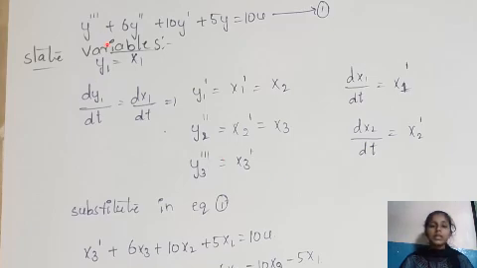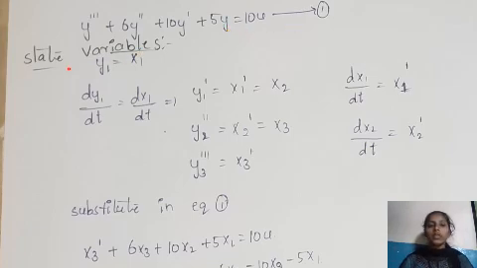And this, again, we can write as d cube y by dt cube, so three times differentiation. So here we can write y triple dash plus 6y double dash plus 10y dash plus 5y is equal to 10u.